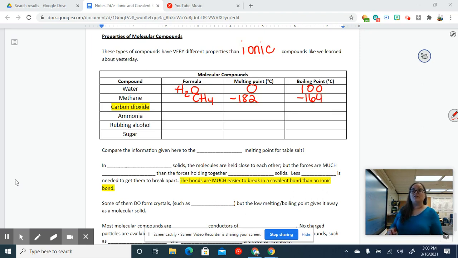Carbon dioxide, that's one you're supposed to know the formula for. What's that? Great job. CO2. That's right. And its melting point, well, it doesn't have one. It's so unstable that it goes directly from a solid to a gas. It's called sublimation. Dry ice is carbon dioxide as a solid.